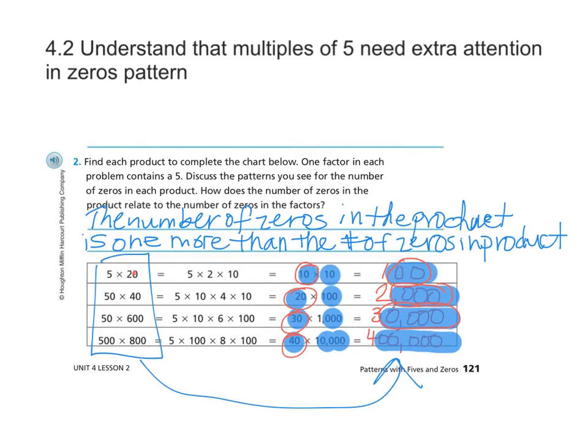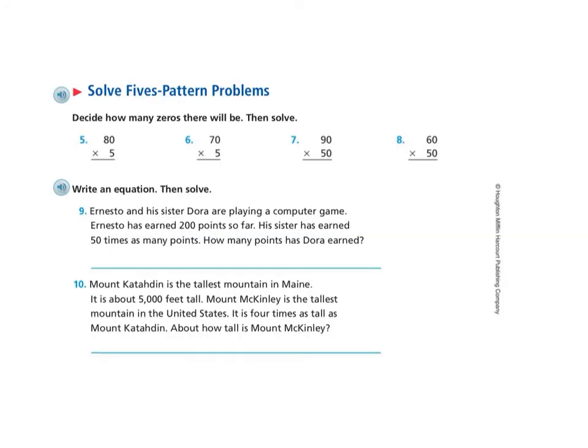So moving to other examples, let's decide how many zeros there will be in these problems. So if you're looking at 80 times 5, what are we looking at? Well, I know there's going to be at least 1 zero, and 8 times 5 is 40. There's going to be one more zero than what's in the factors. 70 times 5 is 350. One more, 35, because 7 times 5 and a 0.